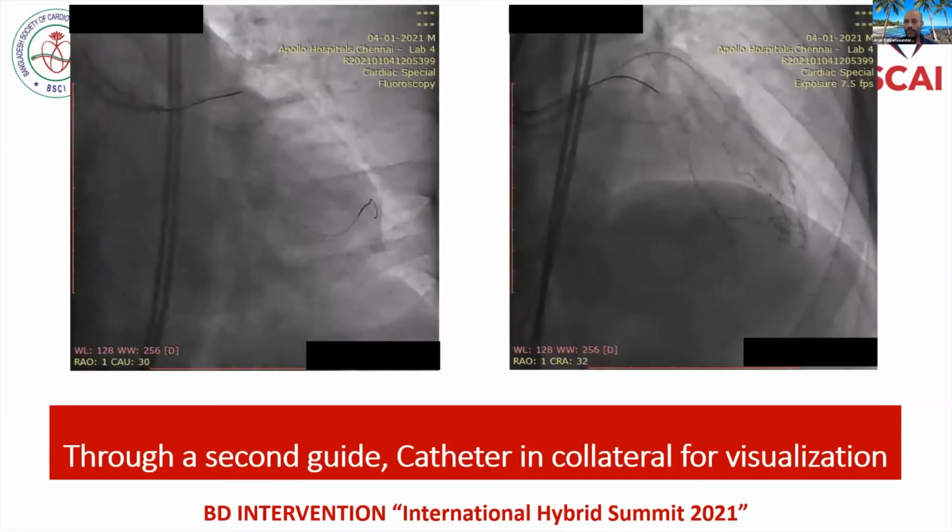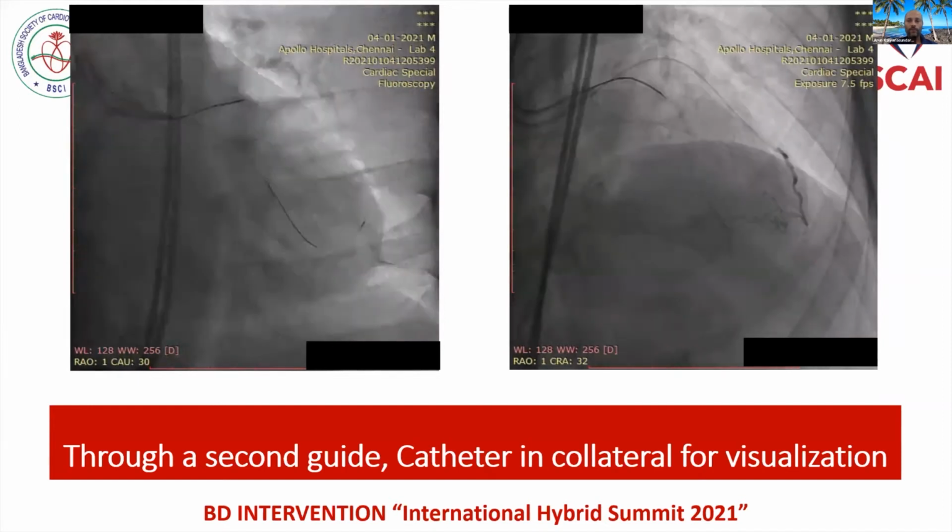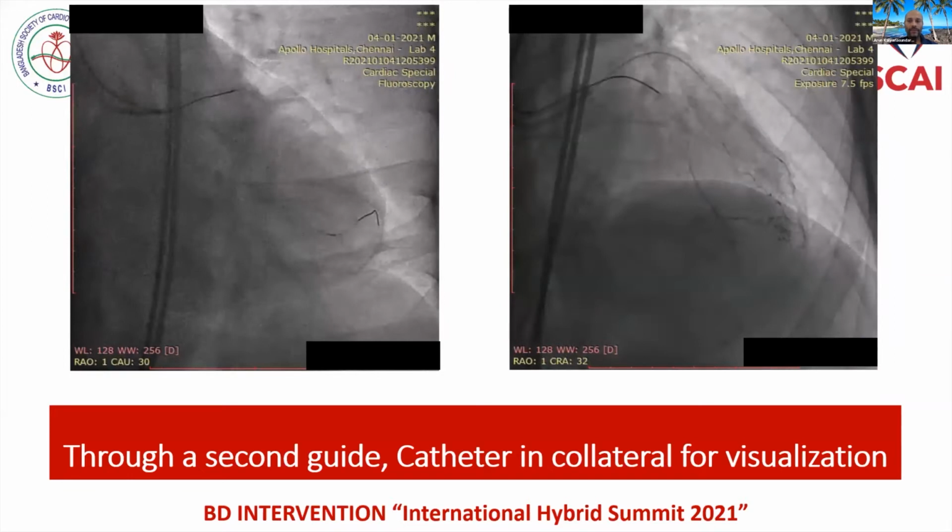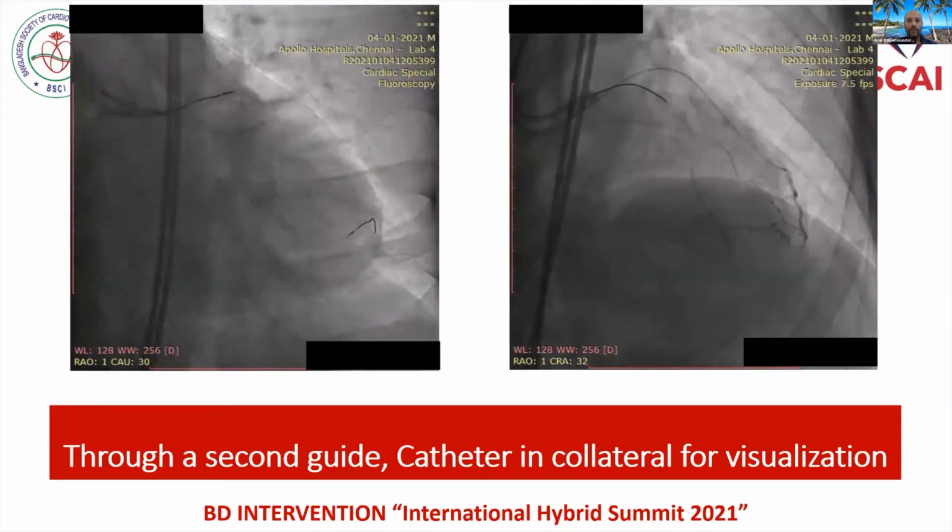The retrograde option itself wasn't too much of a challenge. I got a wire across pretty quickly. Got my microcatheter across.